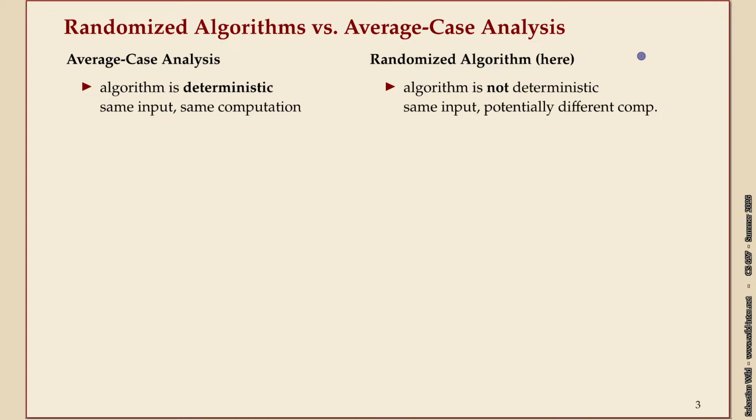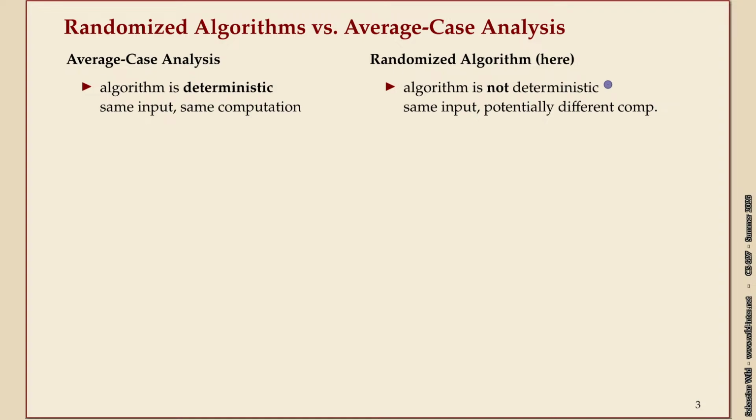There's an obvious similarity between randomization and average case analysis. And this is really an undergraduate repetition that a good undergrad algorithms course will have drilled into you. But it's worth stating again just to make the distinction clear. Average case analysis can talk about deterministic or randomized algorithms, but let's suppose the algorithm is deterministic. So the same input leads to the same computation. I can still ask what happens for an average input.